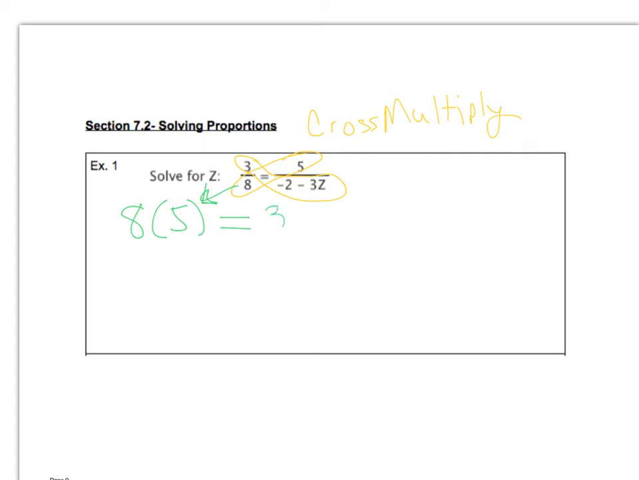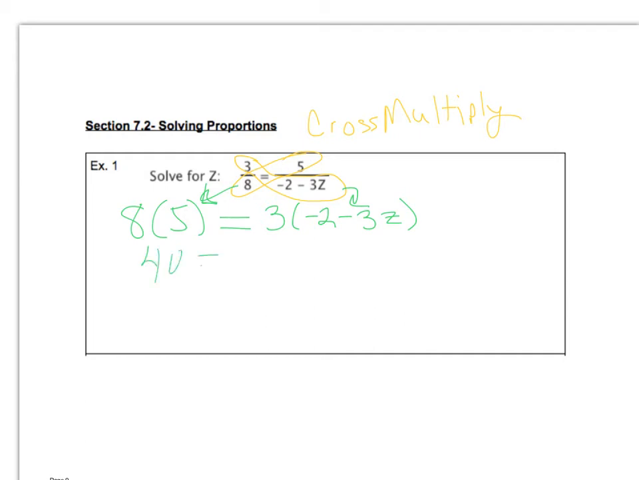The other side is this one, 3 times. Now, this is the most important part. You put parentheses around that whole quantity because you're not just multiplying 3 times 2, you're not multiplying the 3 times the 3z. You're multiplying the 3 times the whole denominator. So multiply the whole thing.